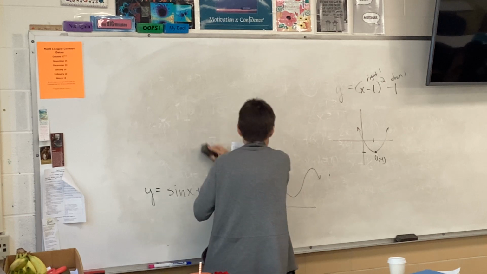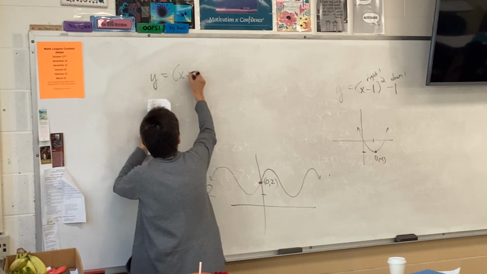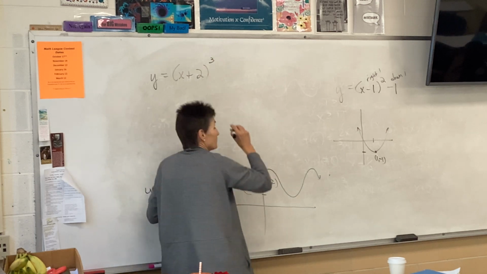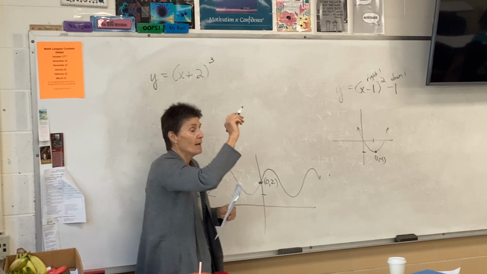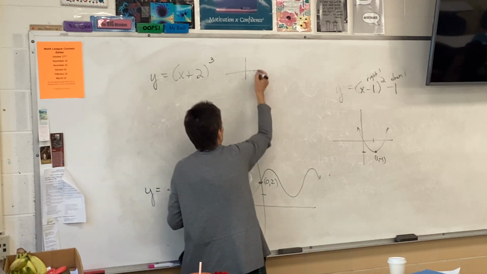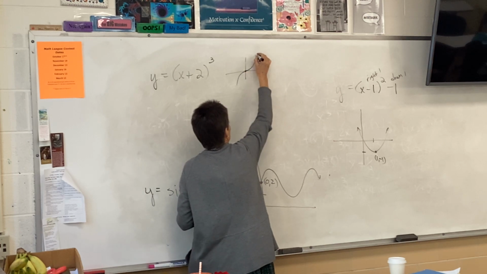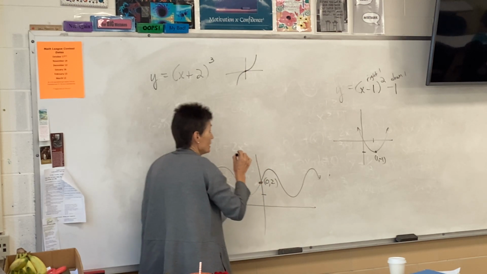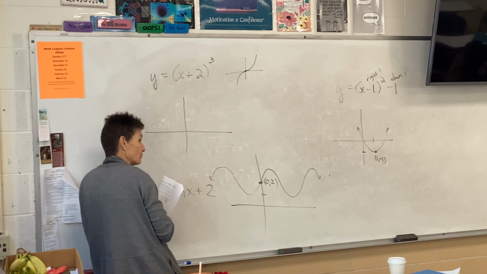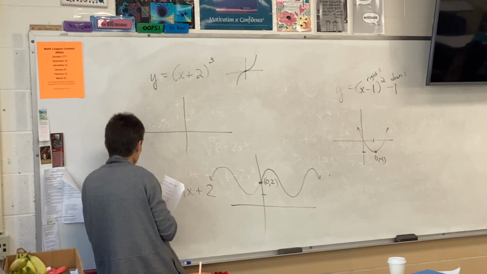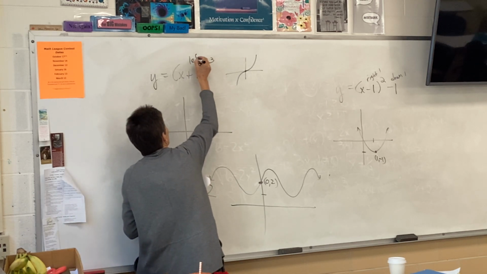What about this? What shape is D? Cubing, so it's kind of your S curve thing. And normally that curve happens here at the origin, right? What's happened to this one now? How has this one been moved? Up 2. Not up 2, down 2. Not down, left 2. I mean left 2, yeah. Left 2, there we go.